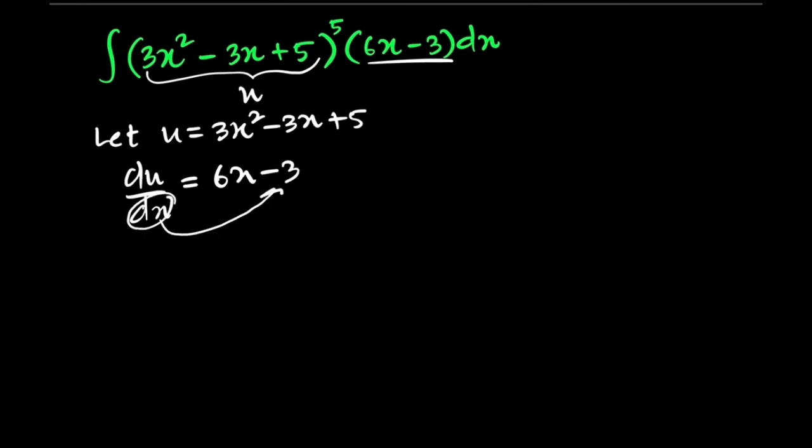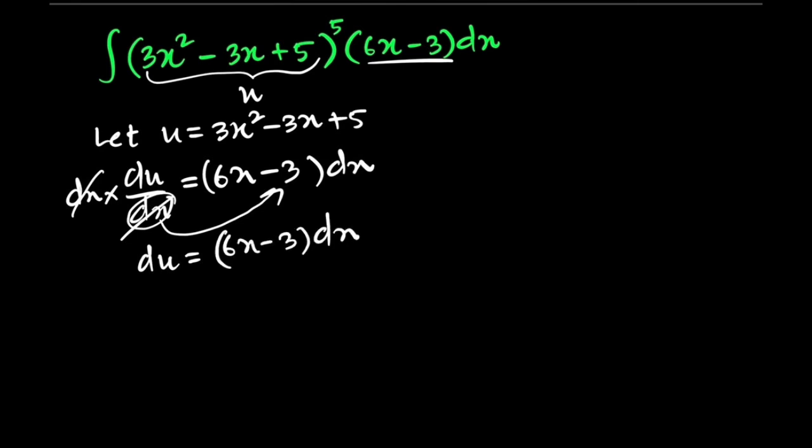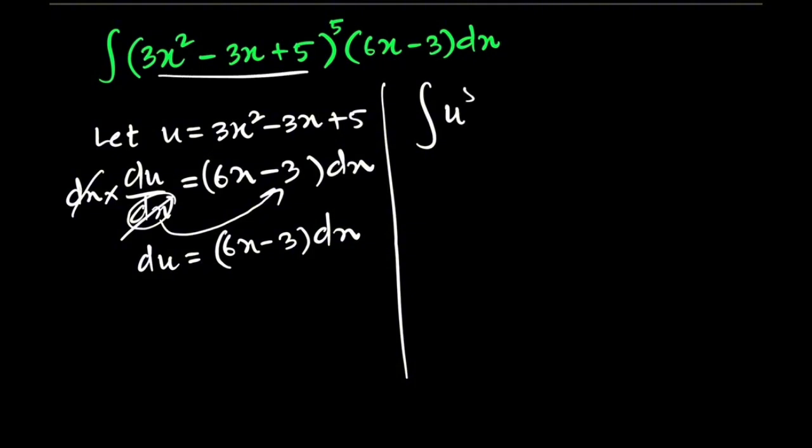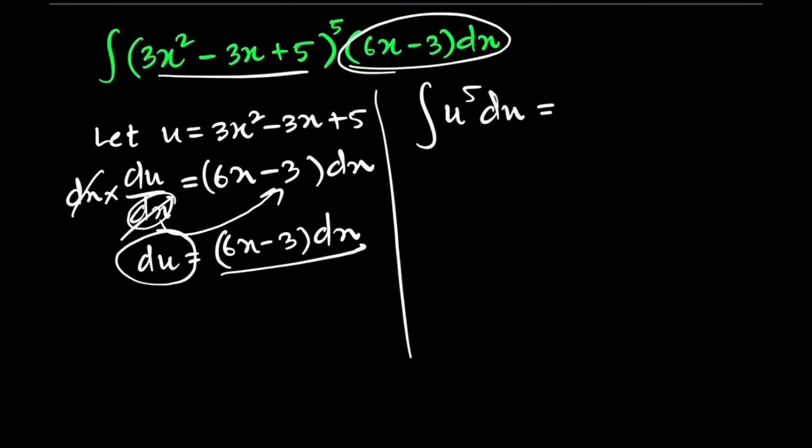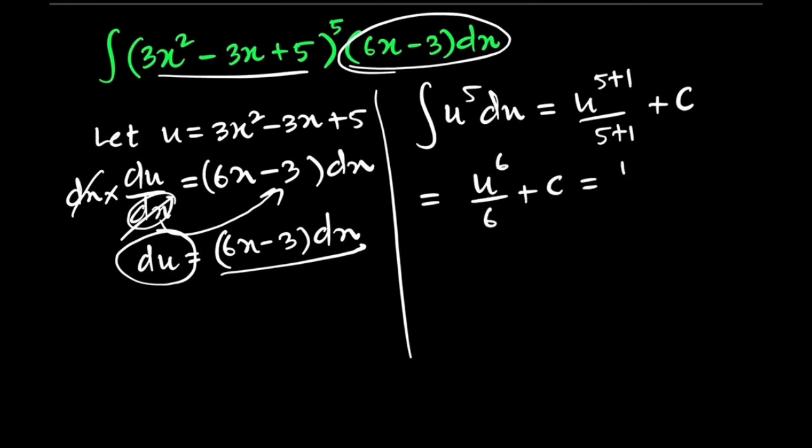Take this dx on the other side of the equation by multiplying dx on both sides of the equation. dx and dx get cancelled out, which gives us du equals (6x minus 3) dx. So now it becomes the integration of u raised to 5, and this part right here is equal to du, and this is equal to the integration of u raised to 5 plus 1 divided by 5 plus 1 plus c, which is equal to u raised to 6 divided by 6 plus c, which I can write as 1 over 6 u raised to 6 plus c.